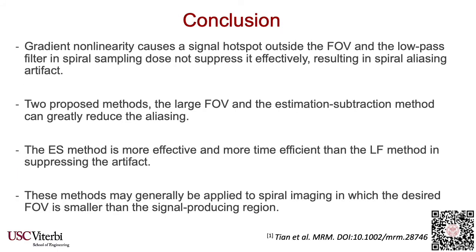As a conclusion, we have demonstrated that gradient nonlinearity causes a signal hotspot outside the FOV, and the low-pass filter in spiral sampling does not suppress it effectively, resulting in spiral aliasing artifacts. Two proposed methods, the large FOV and the estimation subtraction method, can greatly reduce the aliasing. The ES method is more effective and more time-efficient than the LF method in suppressing the artifacts. These methods may generally be applied to spiral imaging in which the desired FOV is smaller than the signal-producing region.